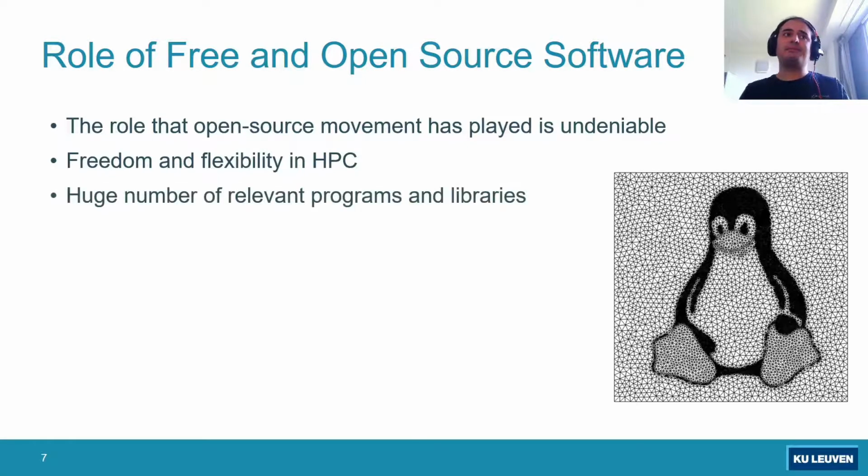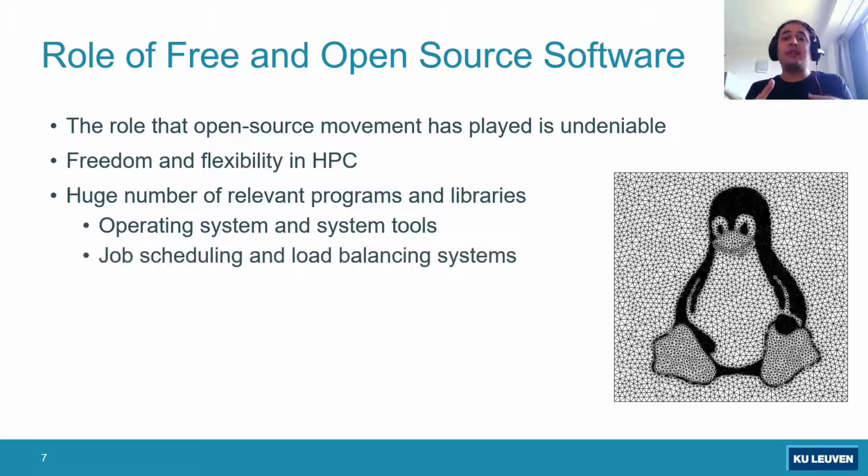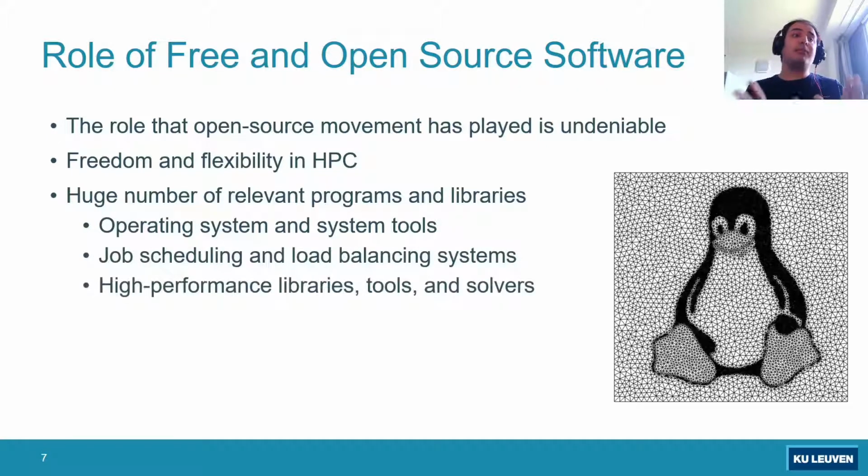But besides this, it's also nice to see that a large number of relevant programs that are being employed in HPC are all open source, including the operating system tools, low-level libraries, job scheduling and load balancing systems, and more important than them, the high-performance libraries, math kernels, solvers, tools, PETSc, Trilinos, all these big libraries that are widely used in numerical computing, for numerical simulations, for computational modeling. They are all open source, or let's say 99% open source.